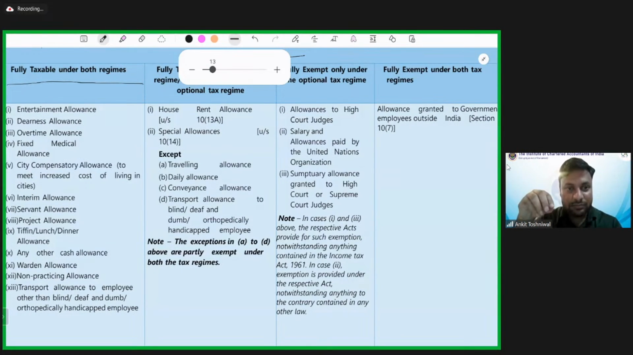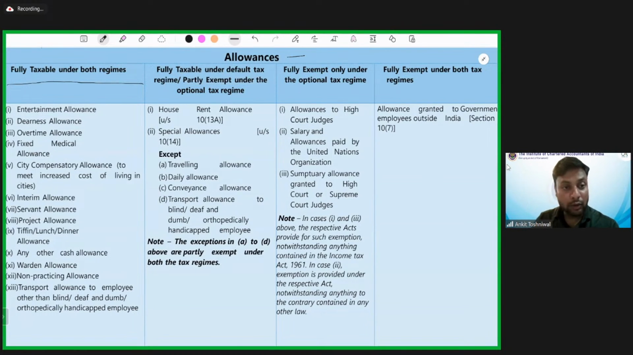So in this allowances topic, we will determine which part of allowance is exempted and which part is taxable. Either it is fully exempted, or it is fully taxable. So for this, we have divided the allowances into 4 major categories. Number 1, fully taxable under both regimes. You know the regimes. That's why I discussed regime today. It is very important under the head salary.